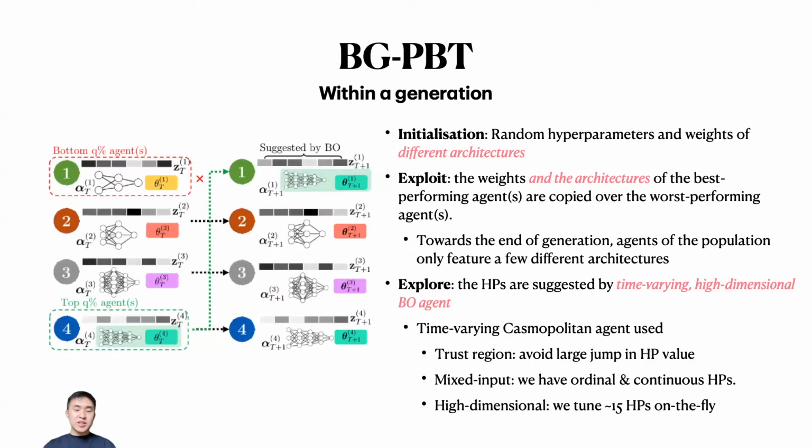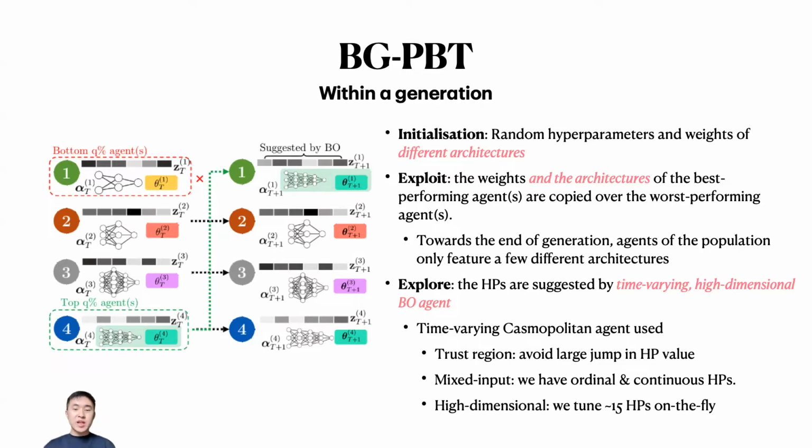On that side, BGPBT proposes several improvements. Firstly, at initialization, we not only have random hyperparameters and weights of the same architecture, the different agents in the population can also have different architectures. At the exploitation step, not only the weights, but also the architectures of the best performing agent are copied over to the worst performing agent. As you can imagine, towards the end of the generation, agents of this population will typically only feature a few different architectures that are deemed to be good. So this, in a sense, creates an effect similar to successive halving.